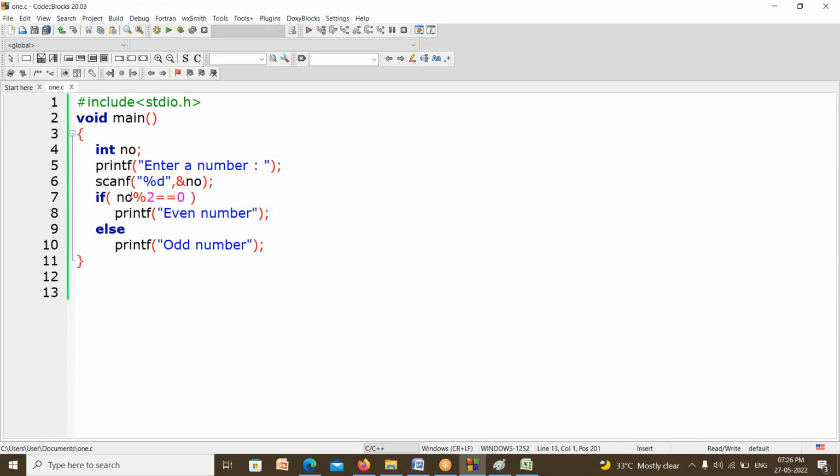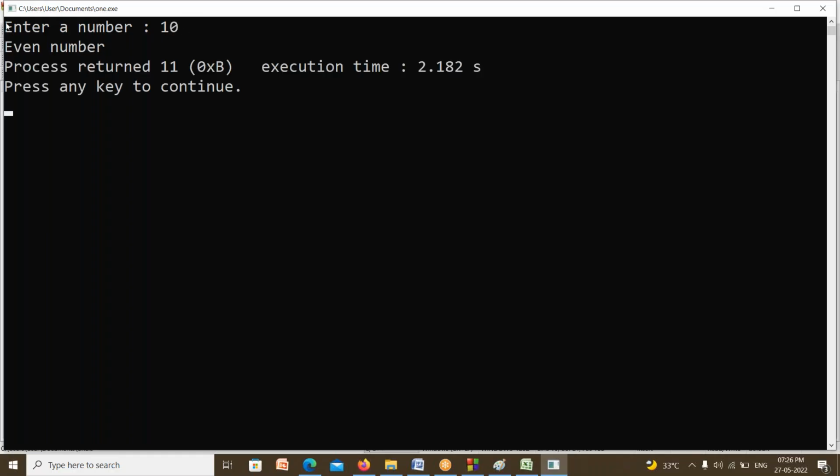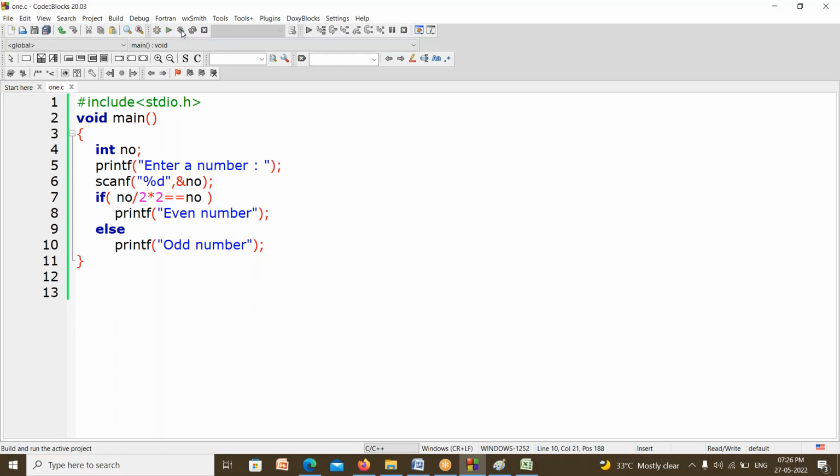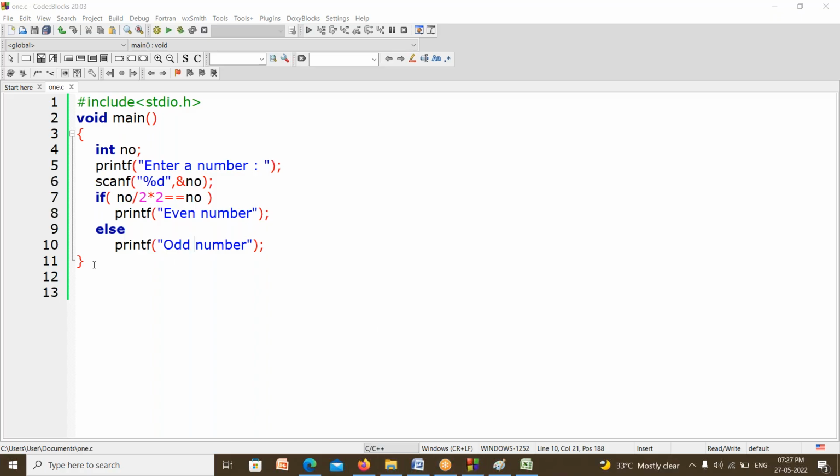Right? Now, here you have to change the logic like this. If number by 2 into 2 equal to number, then it is even, otherwise it is odd. That's it. Now 10 is an even number. Now 5 is an odd number. In this way, you can print whether the given number is odd or even. This is the logic.